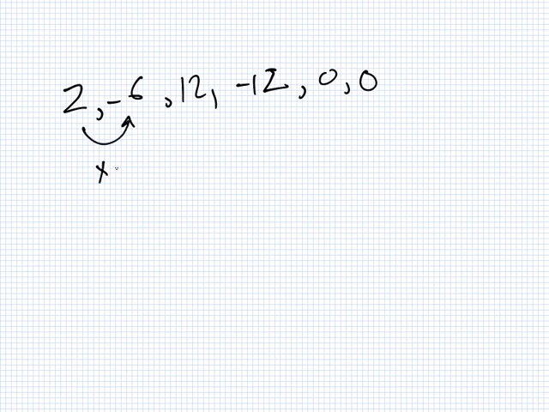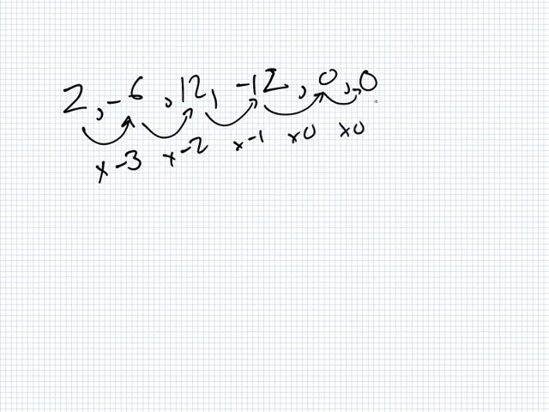2 minus 6, 12 minus 12, 0, 0. And what's the next number? 0. Is it 0? So what's the rule here? Yeah, so here you're multiplying by minus 3, and here you're multiplying by minus 2, and here you're multiplying by minus 1, and here you're multiplying by 0. So the next one will continue to be 0.